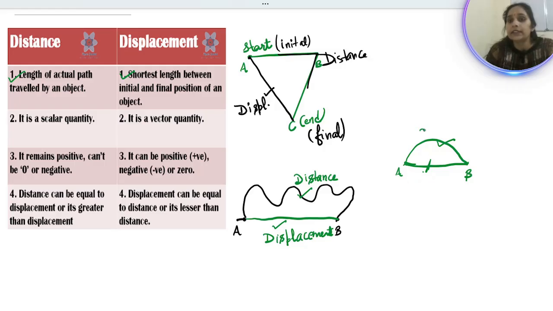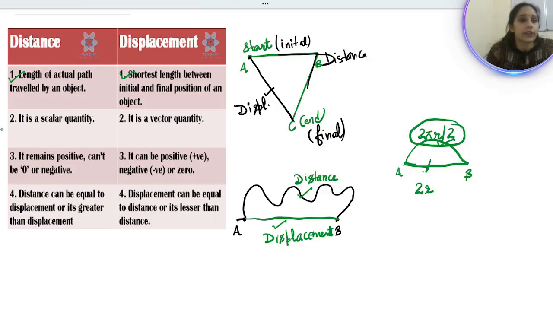In this case, the distance is equal to 2 pi r divided by 2. Why is it this? Because it is a semicircle, and the distance is equal to half of the circumference. And the displacement in this case is 2r, which is equal to the diameter of the semicircle. I hope the distance and displacement is clear.